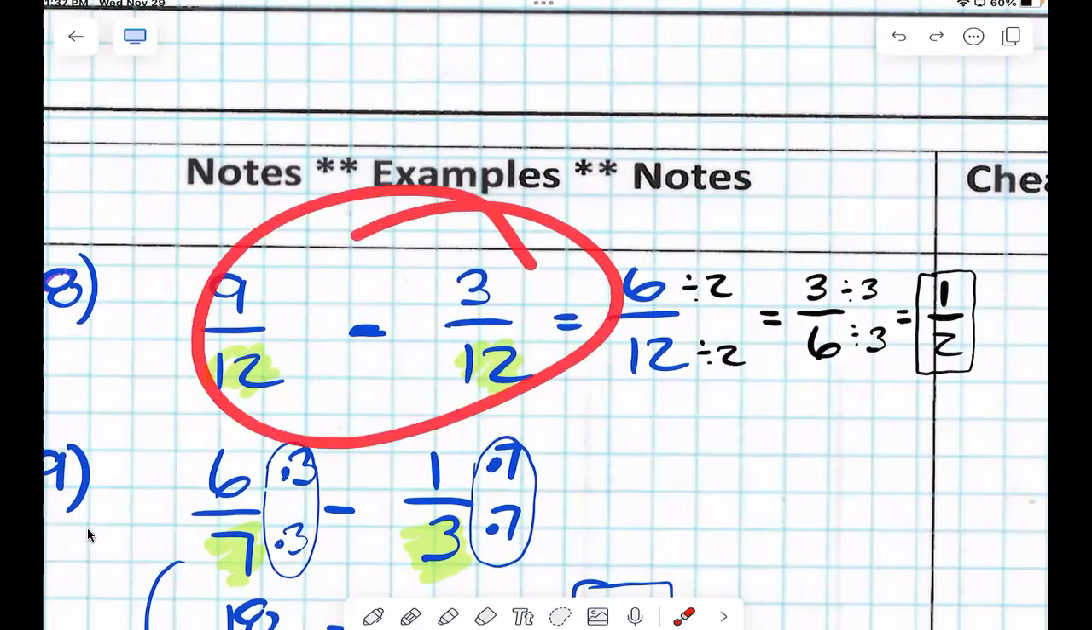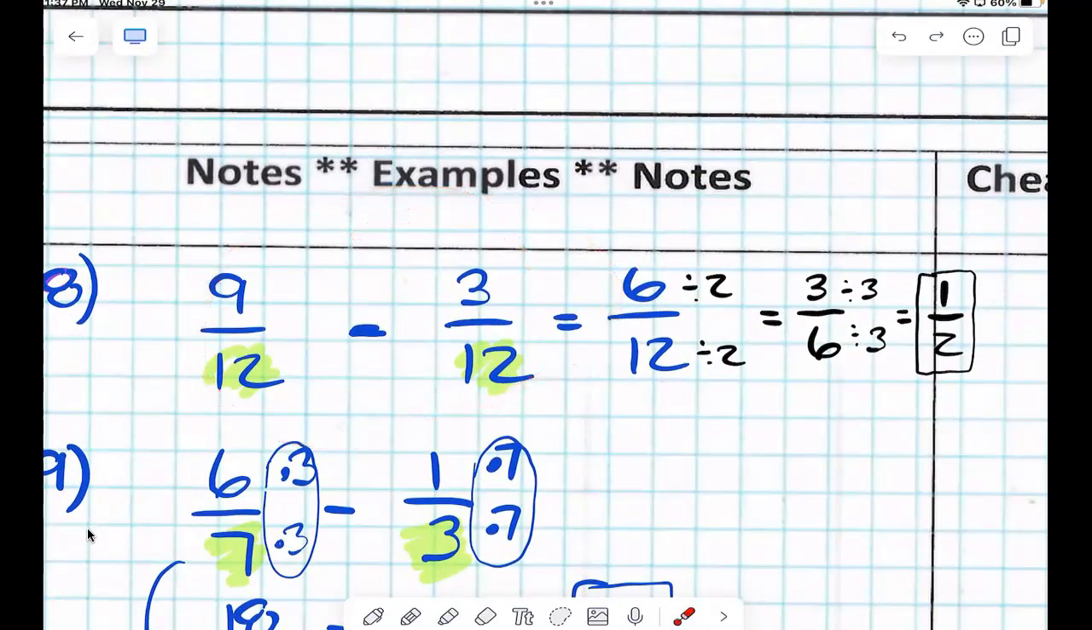Why no bubbles here? Because the denominator is the same. Why isn't my answer 6/12? Because 9 minus 3 is 6, right? Yeah. Why is my answer 1/2?